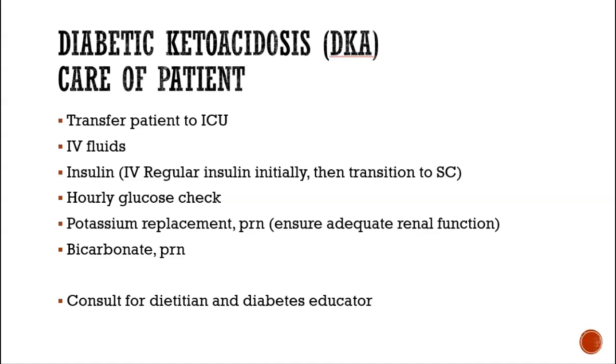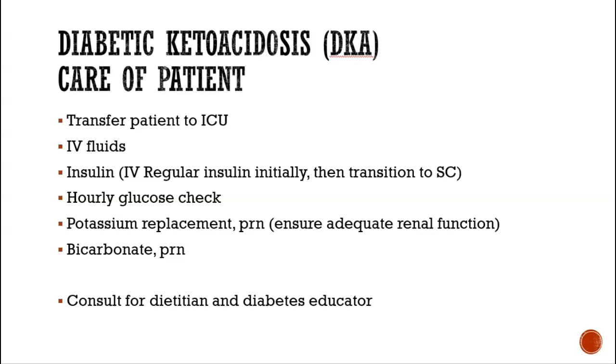We do not want the blood sugar to drop too rapidly. We know the optimal rate of glucose decline is no more than 100 milligrams per deciliter per hour, so no more than 100 per hour. Lowering it too fast can actually cause cerebral edema, which is actually the leading cause of death with DKA.